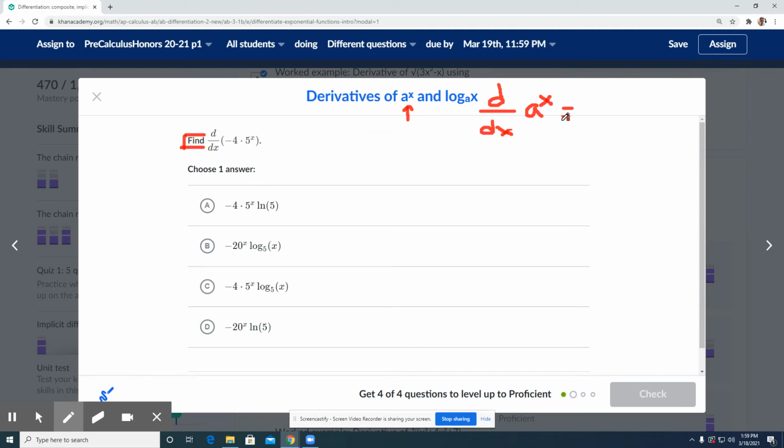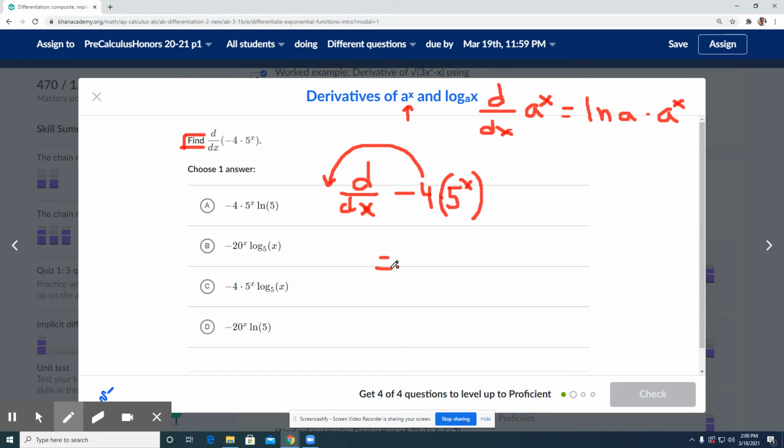Now, this is another formula. This is equal to the natural log of the base, natural log of a, times, and then we just rewrite this exponential function, a to the x. So both of these have the natural log of the base in them, and then it's just a matter of keeping track. So this is multiplied by a to the x. Now, when we take the derivative with respect to x of negative 4 times 5 to the x, once again, this constant does not play a part. We would move it out in front, and basically we're just focused on the derivative of 5 to the x.